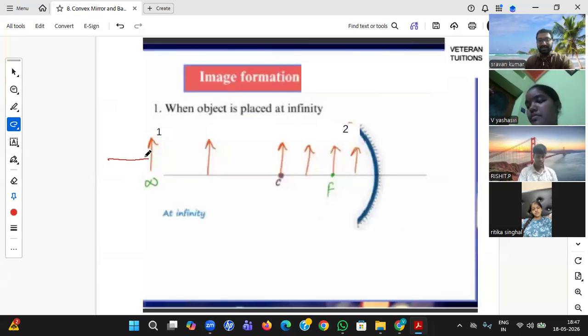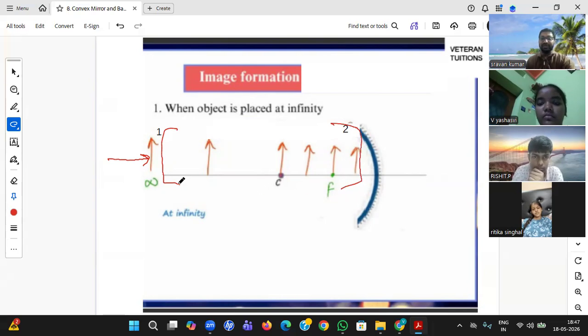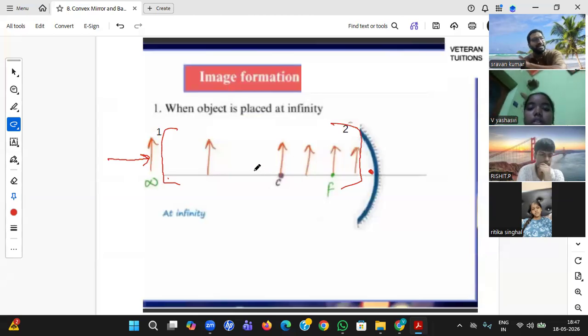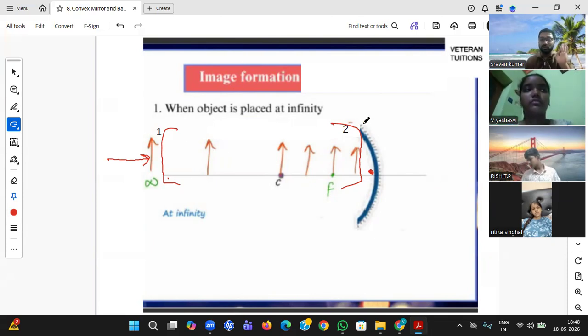Whenever the object is at infinity, we get some image characteristics. After that, if you take the object position anywhere between infinity and the pole, near the mirror, all will have the same characteristics, students. That's the reason we have only two cases here. It doesn't mean I am not shifting the object slowly. I am shifting it slowly, but only at infinity we get different characteristics of the image. From infinity to the pole of the mirror, we always get the same characteristics. So there is no reason to learn 6 cases. You can learn only 2 cases.